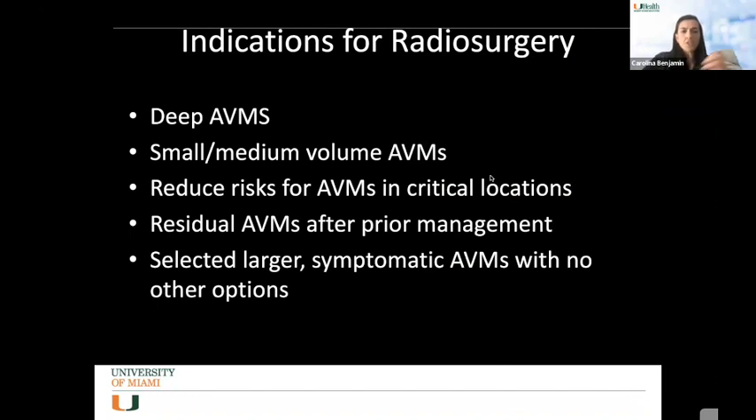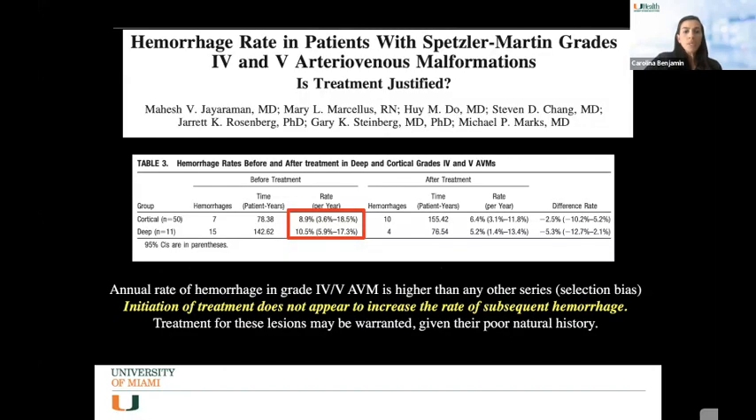So what are some indications for radiosurgery? Deep AVMs that are not surgically accessible. You can do radiosurgery for small to medium volume AVMs, perhaps in eloquent locations. Other reasons to do radiosurgery are to reduce the surgical risk in these critical locations, and perhaps if you have residual AVMs after prior management. And also, and this is very important, patient selection for the larger symptomatic AVMs with no other options. And that's what I'm going to be really focusing on today.